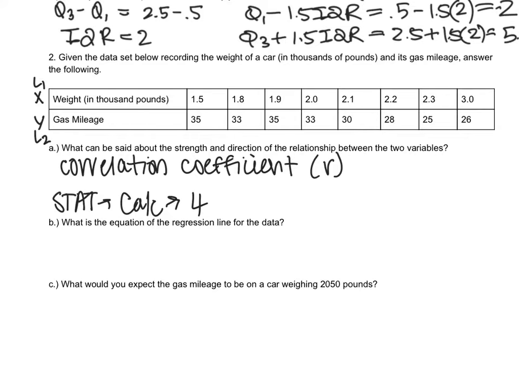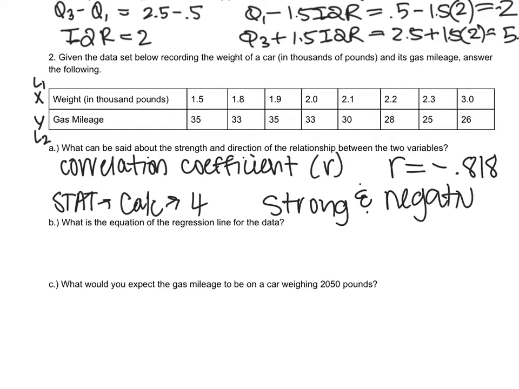Then we're going to look for R, and R is negative 0.818. So the strength of the relationship is based on how close to 1 or negative 1 your R value is. And because 0.818 is close to 1, it's going to be strong. And then the direction is based off its sign. And because it's negative, it's going to be strong and negative.